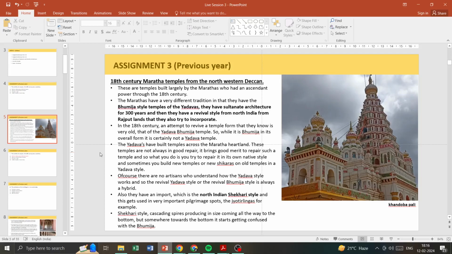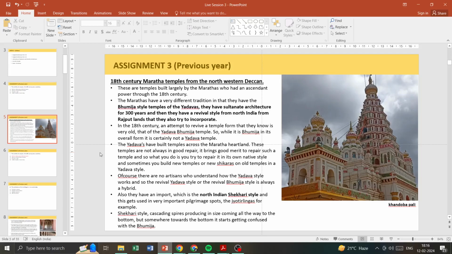And they have an import, which is the North Indian Shekhari style, and this gets used in very important pilgrimage spots like the Jyotirlings, for example. So during their revival, they also import the North Indian Shekhari style in their temples, and especially for the pilgrimage spots like Jyotirling temples.